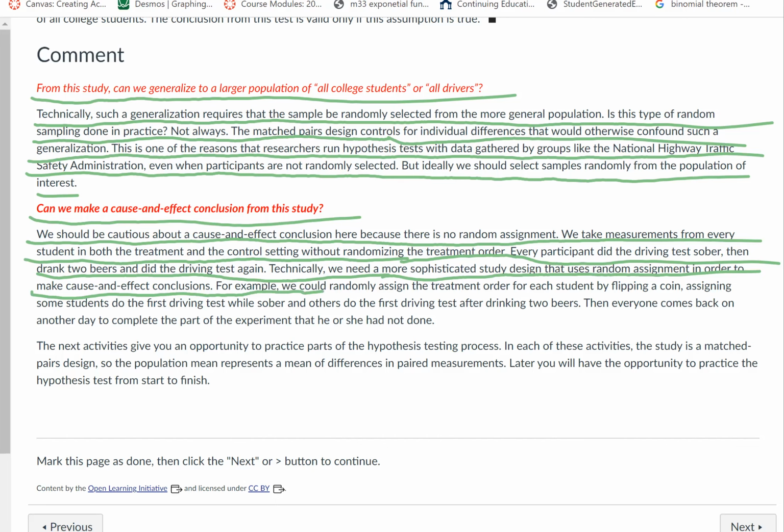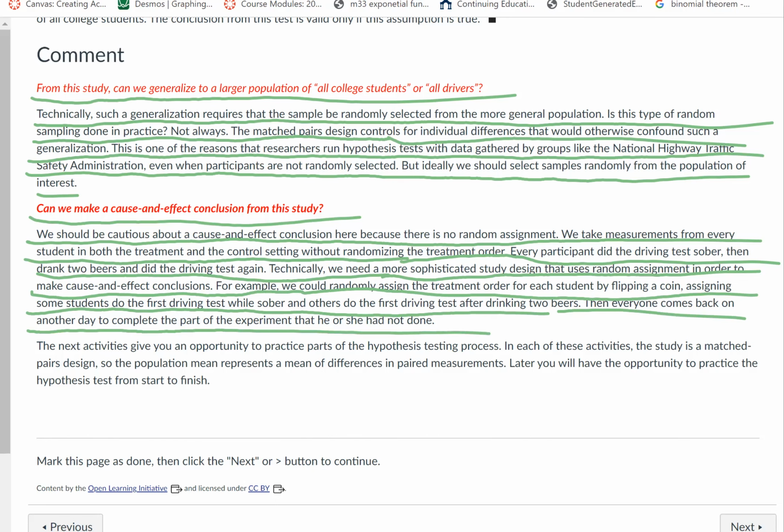So for example, we could randomly assign the treatment order for each student by flipping a coin, assigning some students to do the driving test while sober and others to do the driving test after drinking 2 beers. Then everyone comes back another day to complete the part of the experiment that he or she had not done. So if you had done the first part after drinking beers, you would come back a couple days later sober and take the test. If you had taken the test sober initially, you'd come back, drink a couple beers, and then take the test.